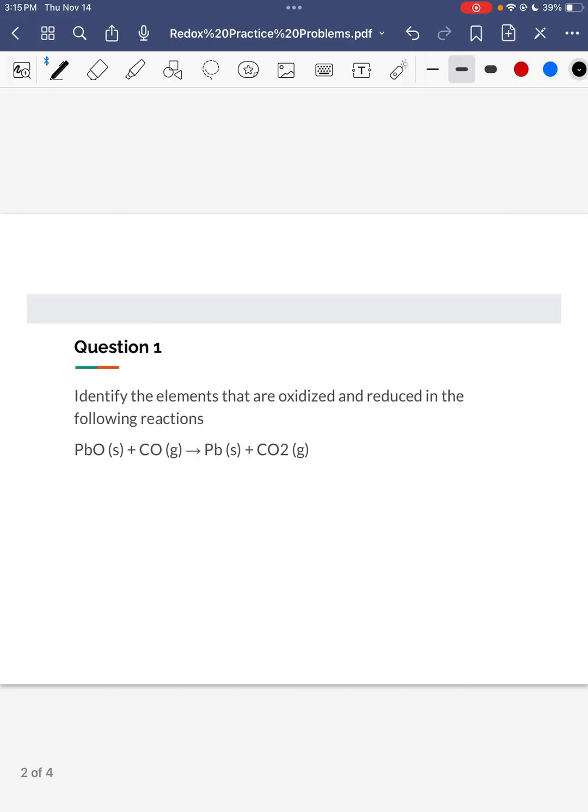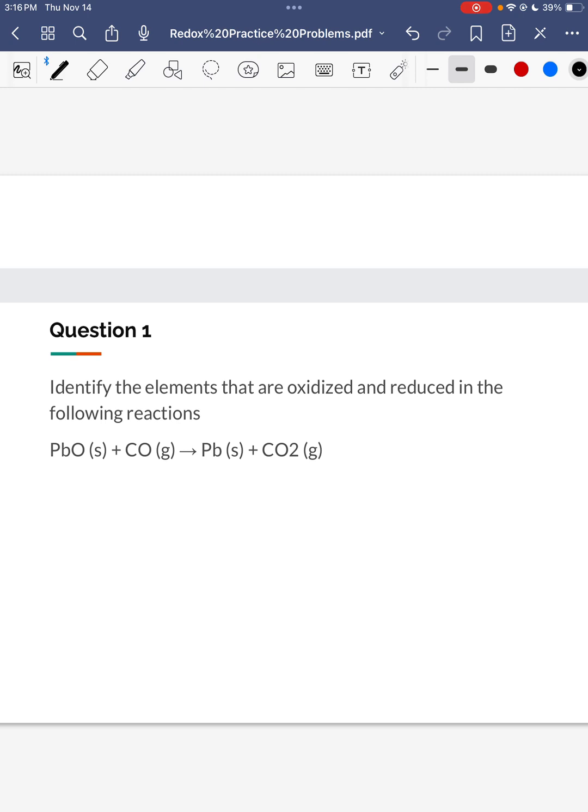Okay, question 1 is just a pretty standard one. Identify the elements that are oxidized and reduced in the following reaction. Before we do this, I'm going to give you all this little helpful mnemonic device, which is LEO the lion says GER. Losing electrons means you are oxidized, and gaining electrons means you are reduced. That's going to be the guiding scientific principle behind this.